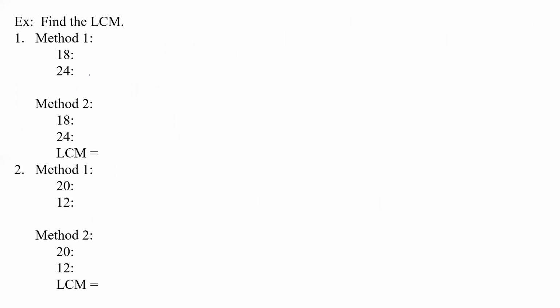For method 1, we have D, then 2D, then 3D, and 4D. We're just multiplying by the next number up, and then we see which one matches. So 18 is our first one. Then we take 18 times 2. We might run out of page here. So 18 times 2, that's 36.